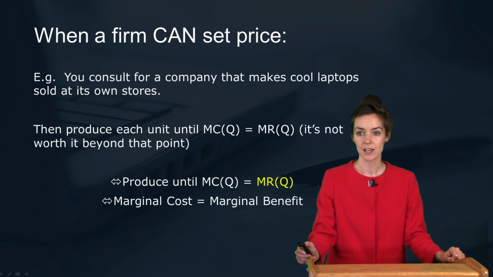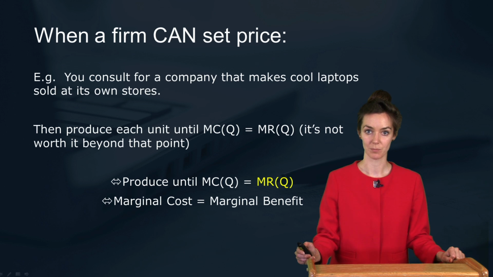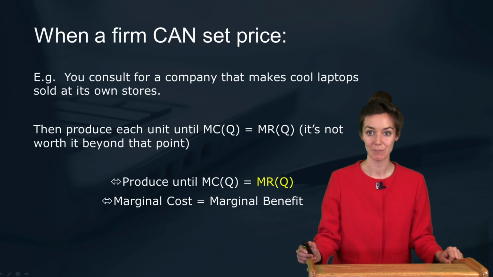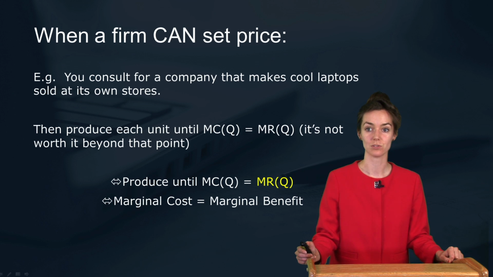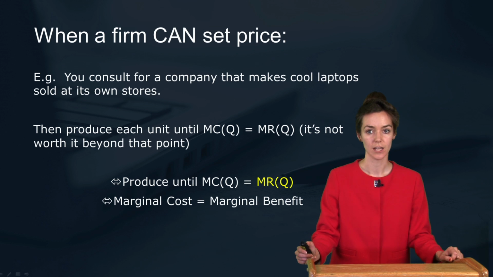So when a firm can set the price, we're going to calculate profit a different way than we calculated it when we had price-taking firms. So it's slightly different. It's not entirely different. We're still going to rely on marginal cost. So we're going to rely on our laptop example in this section. So we have the laptops that are cool and unique, and they're sold at our own stores. And we're going to produce each unit until marginal cost equals marginal revenue. If we produce beyond that, it's not worth it. And that's exactly what we saw in that graph on the previous slide. So that becomes our profit maximizing condition. Marginal cost equals marginal revenue. And we can think of marginal revenue as actually the marginal benefit of selling that unit.